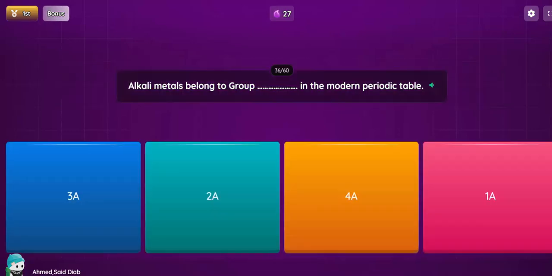Question: alkali metals belong to group in the modern periodic table. Option 1: 3A. Option 2: 2A. Option 3: 4A. Option 4: 1A.